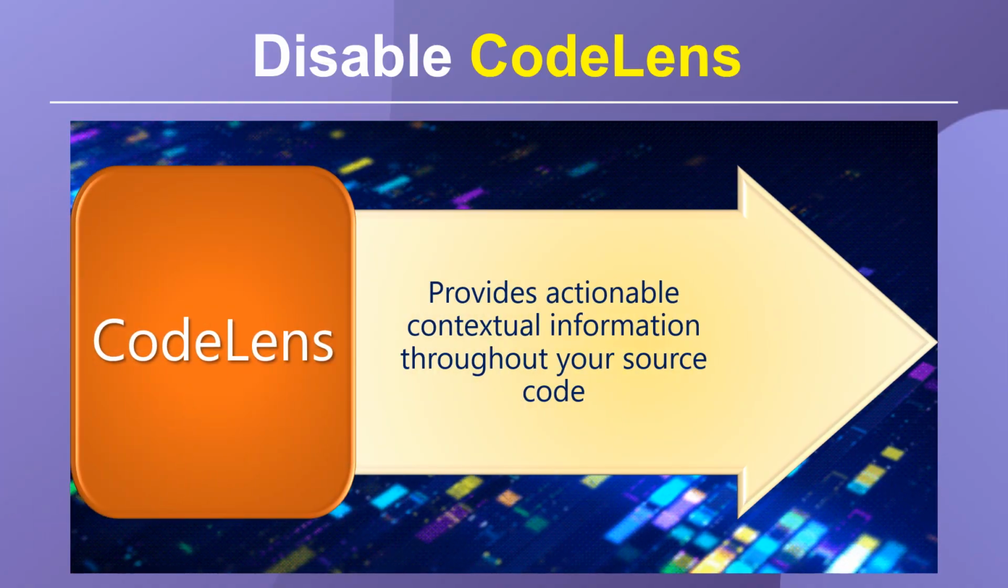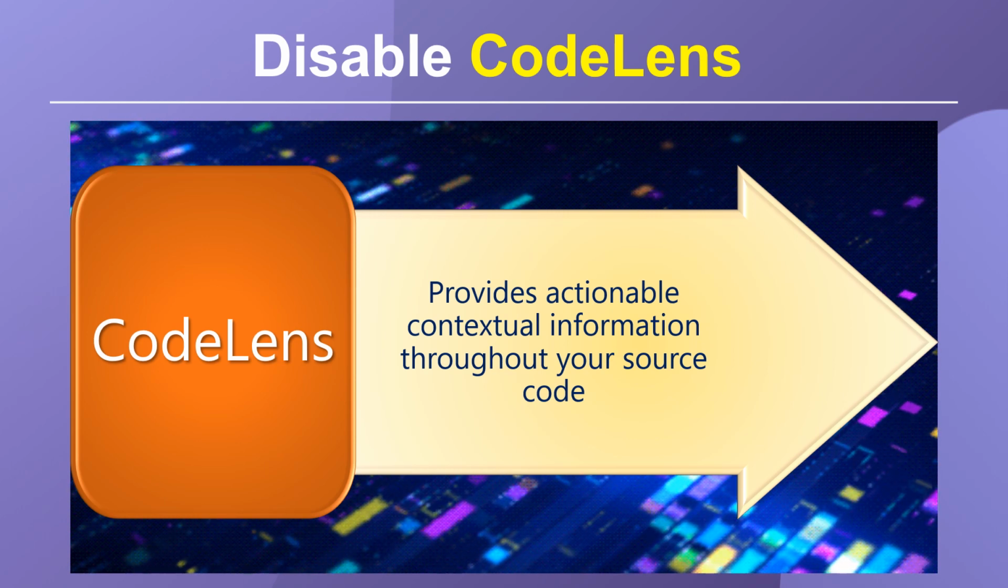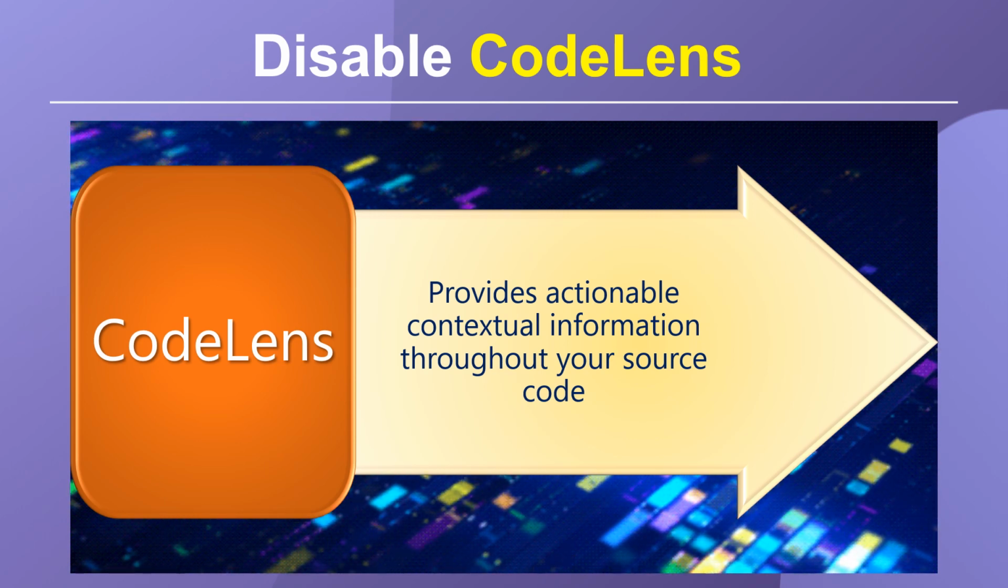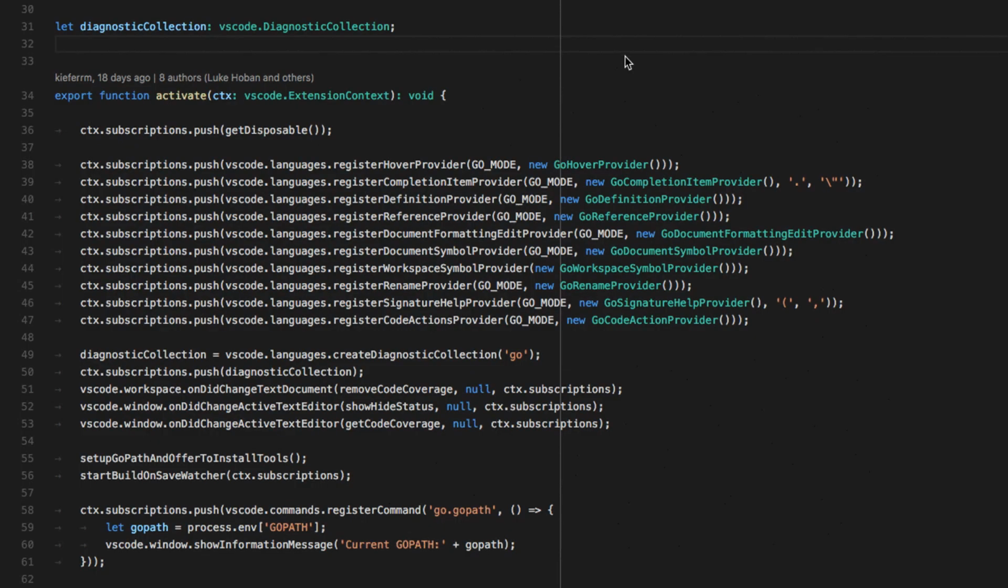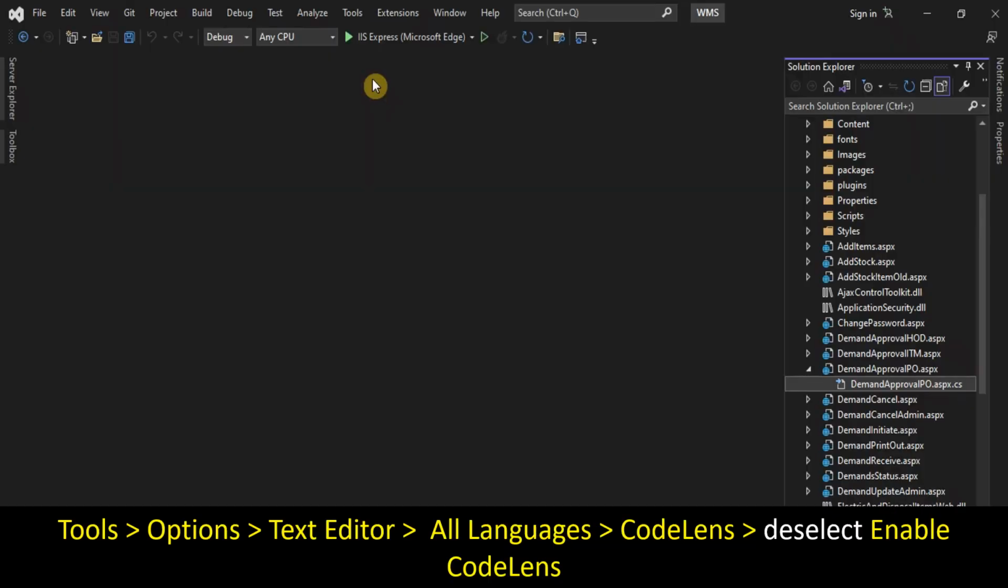CodeLens provides actionable contextual information throughout your source code. The work is performed in a separate process. In large solutions, this feature can have a significant impact on performance.